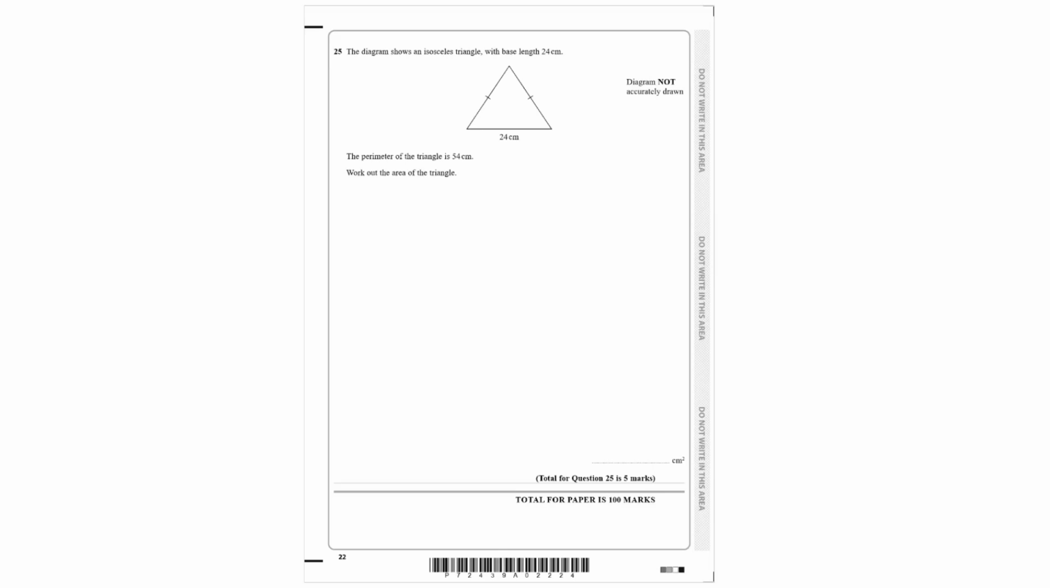The diagram shows an isosceles triangle with a base length of 24 centimeters. That means this side is equal to this side. The perimeter of the triangle is given as 54. Work out the area of the triangle.